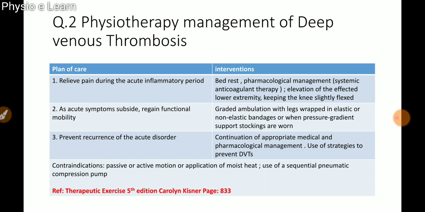Also note the contraindications. If the pharmacological management is not started, these things are contraindicated. Passive and active motion is contraindicated, application of moist heat is contraindicated, and use of a sequential pneumatic compression device is also contraindicated, as these will lead to dislodging of the thrombosis and may lead to pulmonary embolism.